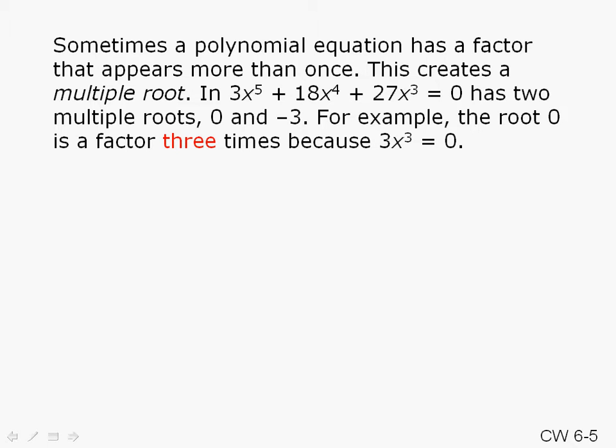In Classwork 6-5, we cover multiplicity. Sometimes a polynomial equation has a factor that appears more than once. This creates a multiple root. The equation 3x to the fifth plus 18x to the fourth plus 27x cubed equals 0 has two multiple roots, 0 and -3. For example, the root 0 is a factor 3 times because 3x cubed equals 0.